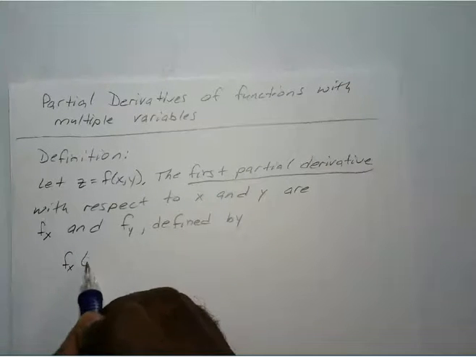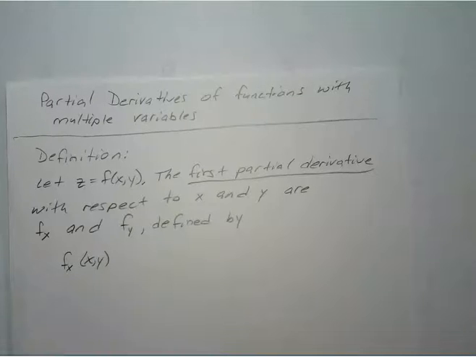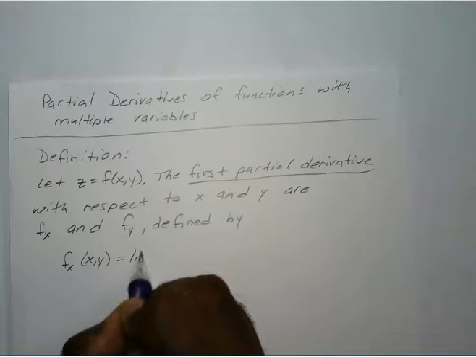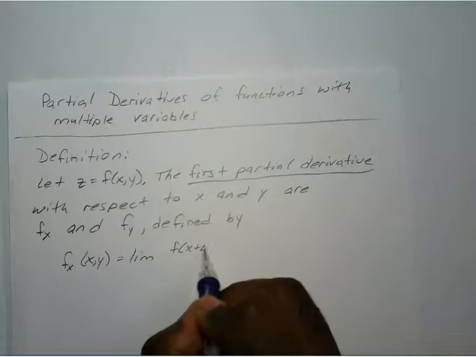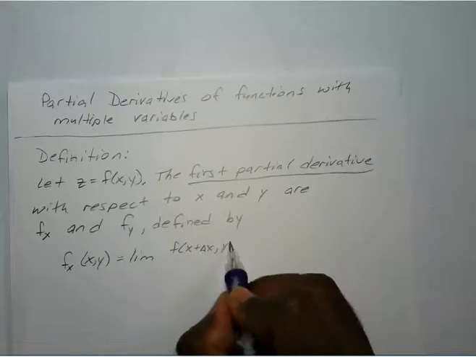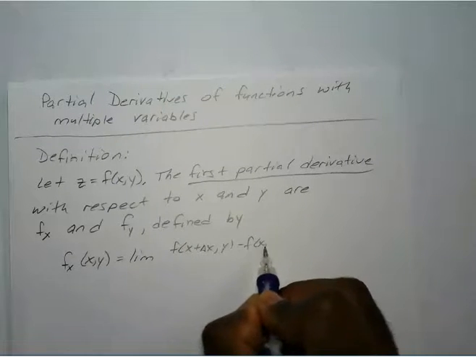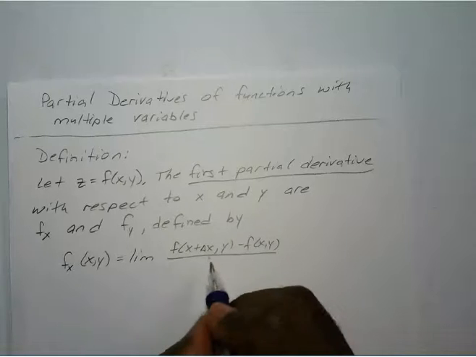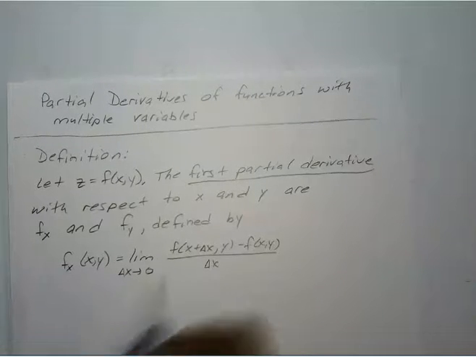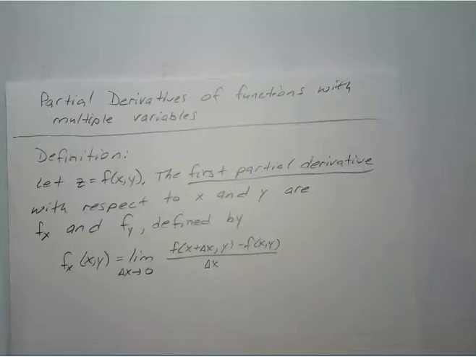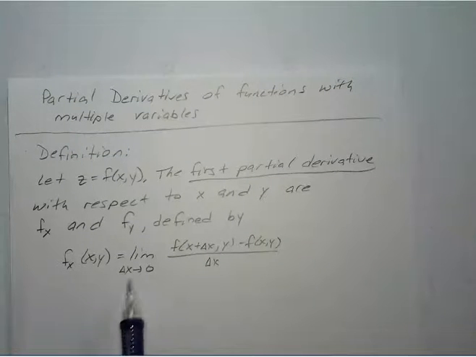the derivative with respect to x of f(x, y) is equal to the limit of f of x plus delta x, y, minus f of x, y, over delta x, as delta x approaches 0. Okay. In some books you may see h or some other variable, same thing.